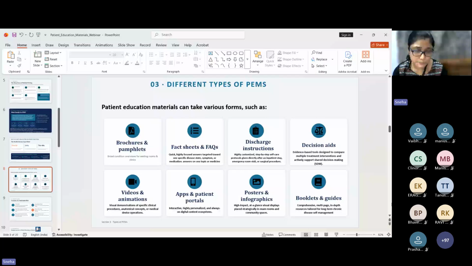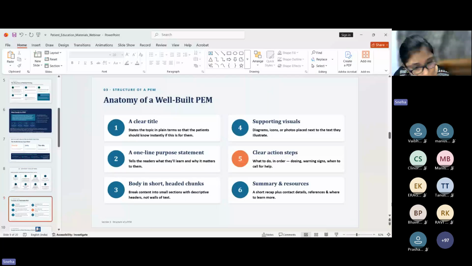Now, structure of a patient education material, anatomy of a well-built PEM. Now, when I say anatomy, I mean the structural build-up of a patient education material. Now, what should you include in a patient education material? What will make it more engaging? And how will you structure a patient education material?